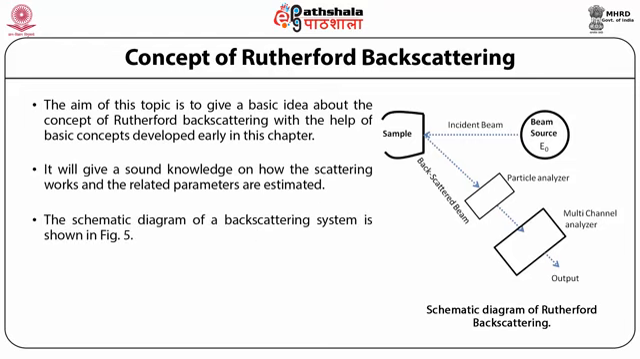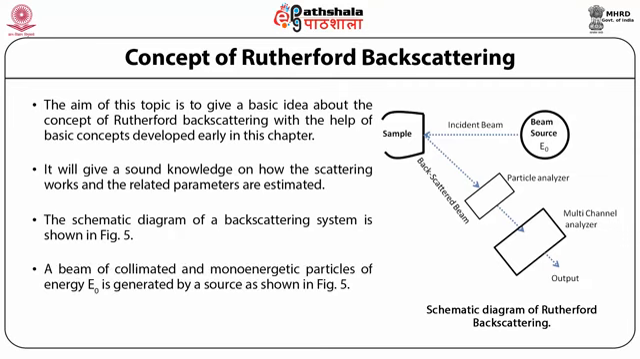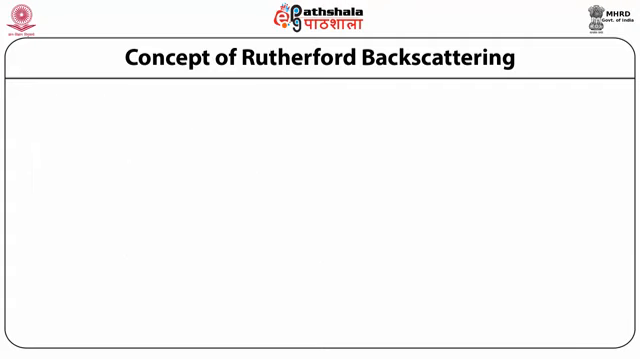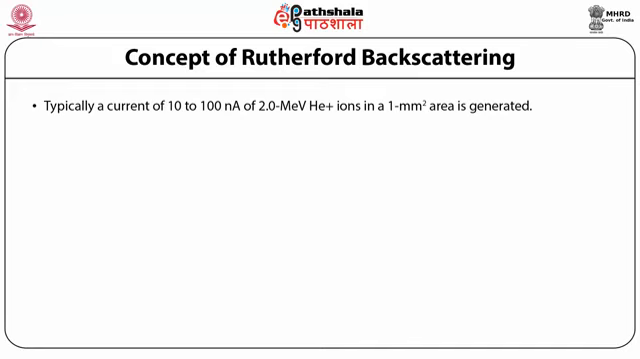The schematic diagram of a backscattering system is shown in figure 5. A beam of collimated and monoenergetic particles of energy E0 is generated by a source as shown in the figure. Typically, a current of 10 to 100 nanoamps of 2 mega electron volt helium ions in a 1 mm square area is generated. The beam of monoenergetic particles falls on the target.